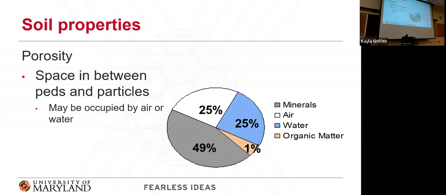Porosity, so this is space between the aggregates and the particles. So we want our 50% minerals and 50% air and water. It'd be nice if it's 25 and 25. That really never happens, but that would be the most ideal soil.